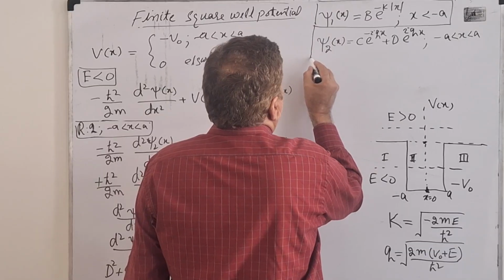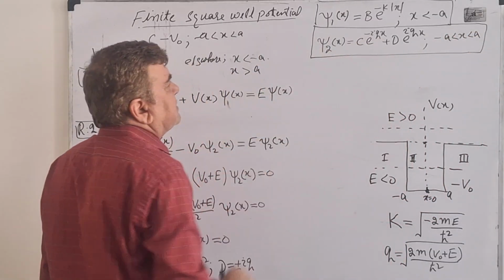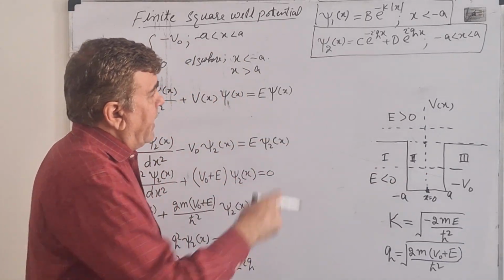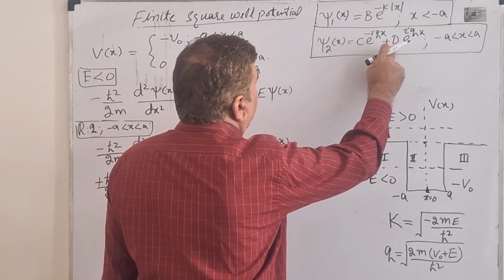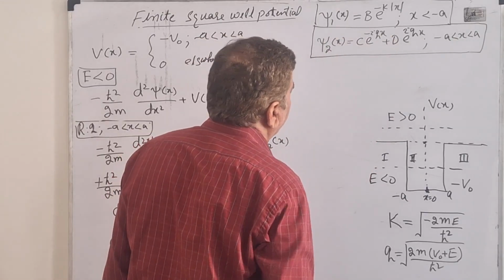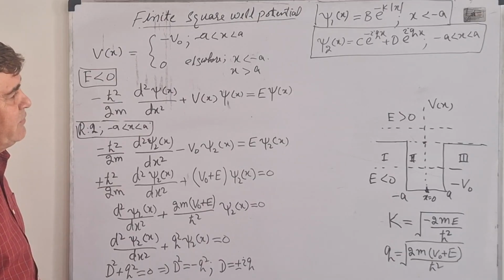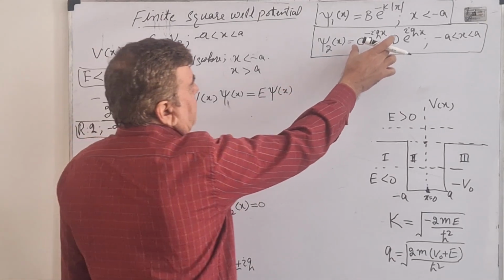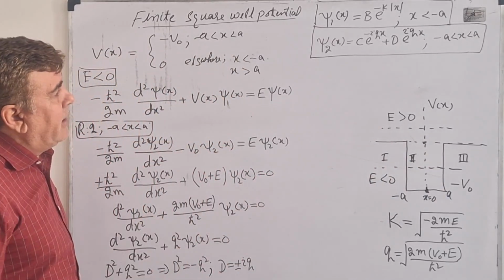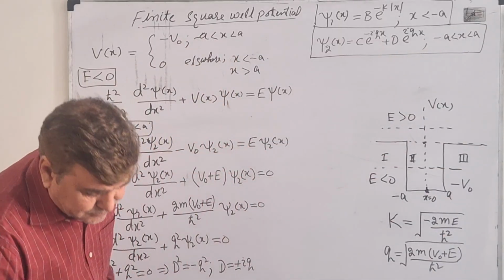So this is the solution of the Schrodinger wave equation, or the wave function describing the behavior of the particle within this well. And again, C and D are undetermined constants. We can find their values from boundary conditions on the wave function and on its derivative. So this is the solution to the Schrodinger wave equation within the well, within this region described by these values of x.